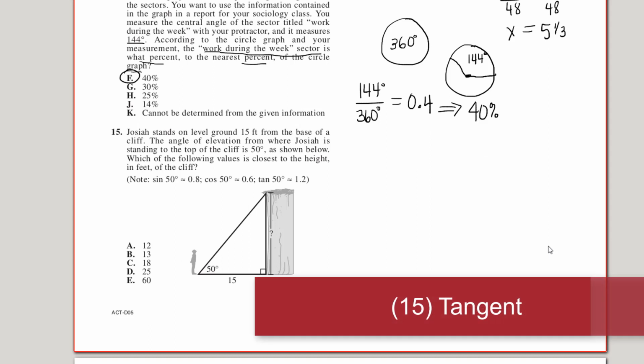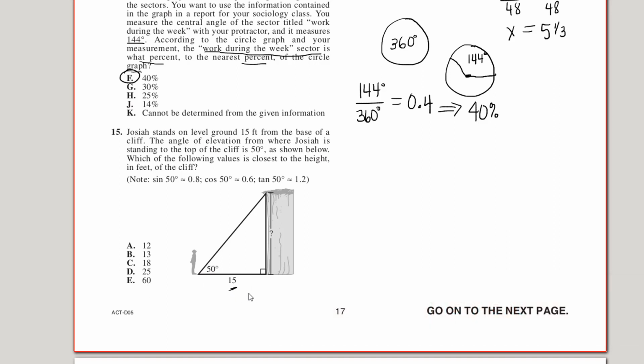Question 15 says Josiah stands on level ground 15 feet from the base of a cliff. That's labeled here. The angle of elevation from where Josiah is standing to the top of the cliff is 50. They've given us that there. Which of the following values is closest to the height in feet of the cliff? So we're looking for this unknown value h.